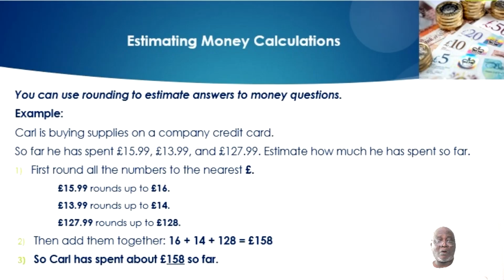First, round all the numbers to the nearest pound. £15.99 rounds up to £16 because you're rounding up to the nearest pound. £13.99 rounds up to £14, and £127.99 rounds up to £128. Then add them together. 16 plus 14 plus 128 adds up to £158. So Carl has spent £158 so far.